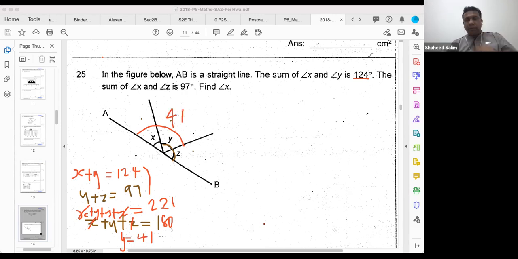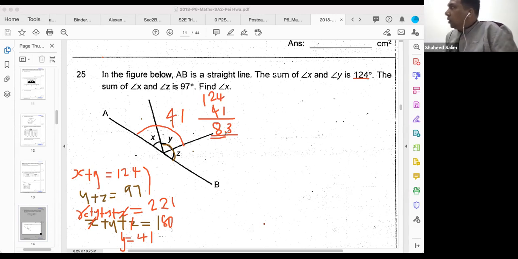So how to find x? Take 124 minus 41. That's your answer. You get 83. Even the answer key, when your answer is wrong, they say it's 41. 41 is for y. So again, we take x plus y plus z, then you minus x plus y plus z. So down here you minus x, minus z. 2y minus 1y, you get 1y, which is 41.